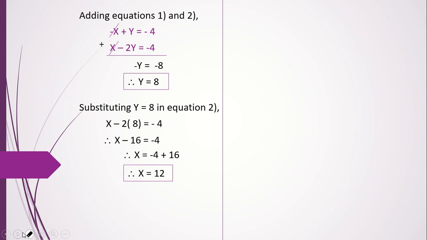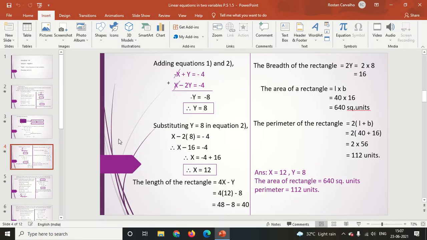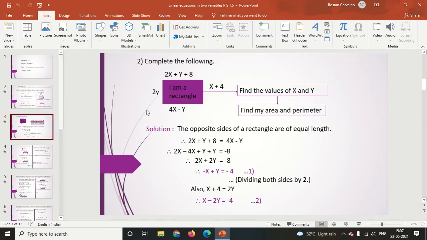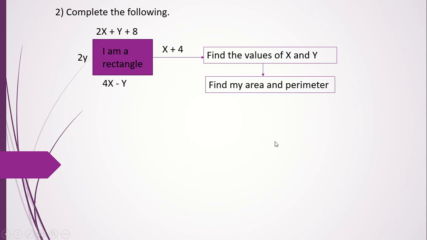Now, for length, we can just go back to that diagram once. See here. For length, you can use any of these two, this one or this one, and for breadth, you can use any of these two, 2y or this. Both are actually the same. Okay, these two are lengths and these two are breadths. And find out the length and the breadth.